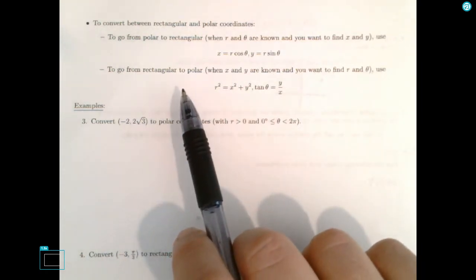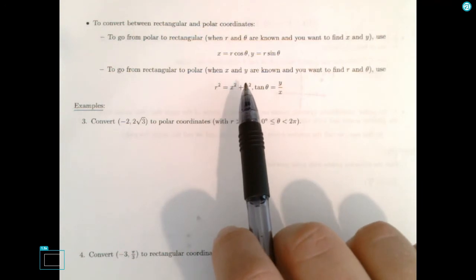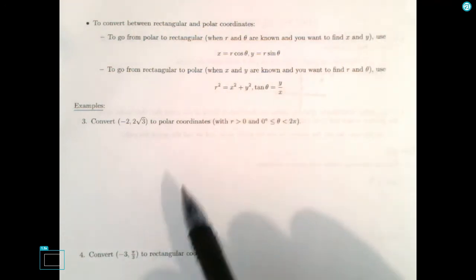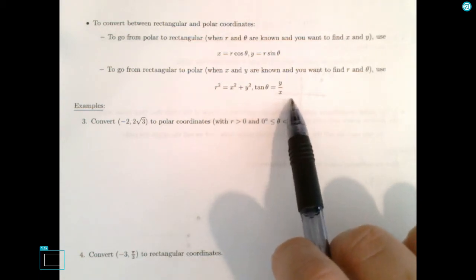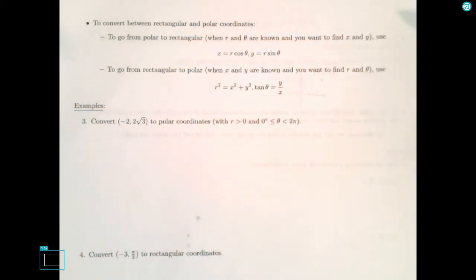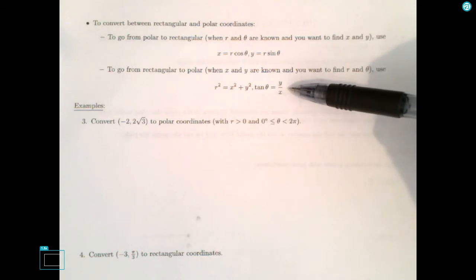To go from rectangular to polar, that is, when x and y are known, but you want to find r and theta, use r squared equals x squared plus y squared, and tangent theta equals y over x. Okay? Again, these are just right triangle trig things. That should be pretty clear if you draw a picture.